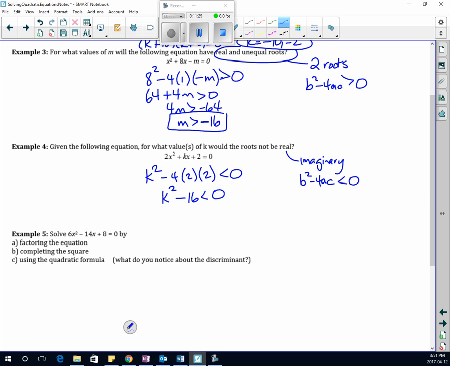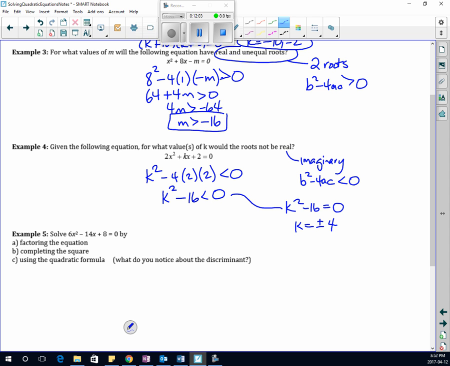So now we've got to think of how this is going to work here. Normally, if we solve it with an equal sign, if I had, for instance, k squared minus 16 equals 0, we could move the 16 over and we would get k equals plus or minus 4. So the problem is we don't know where it's actually less than 0.